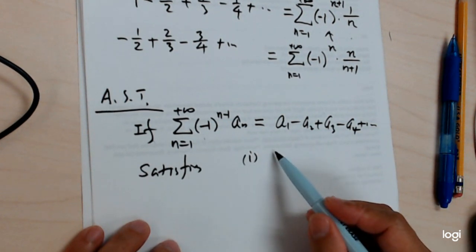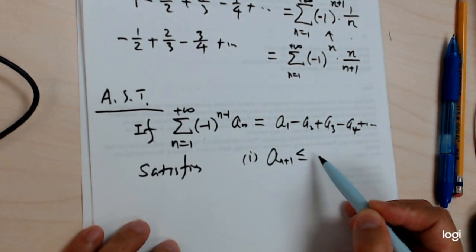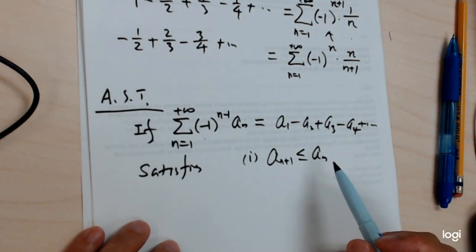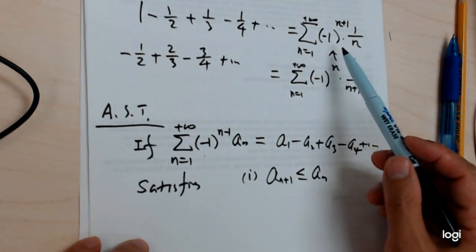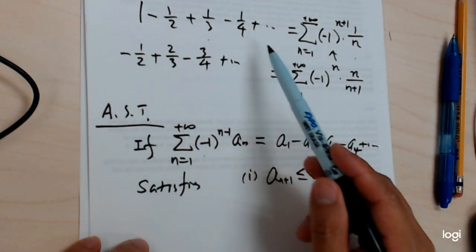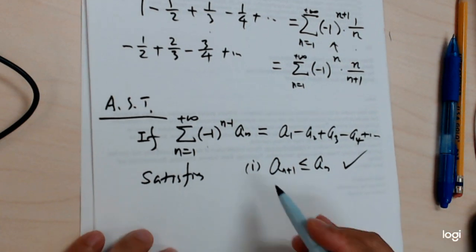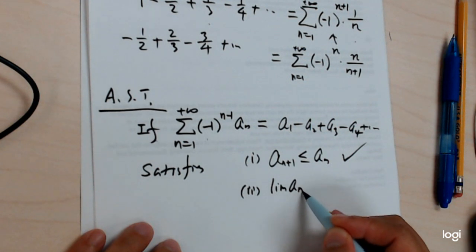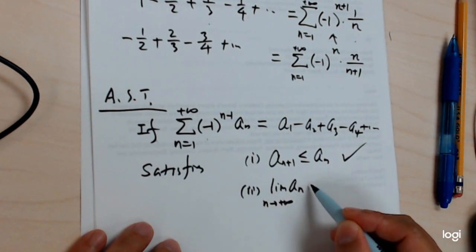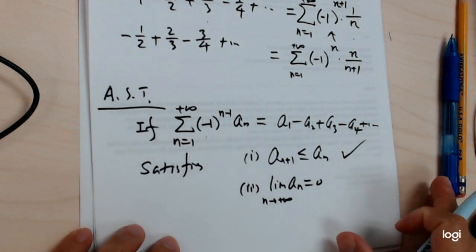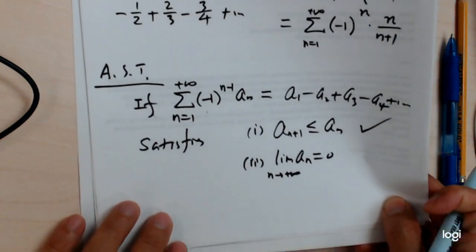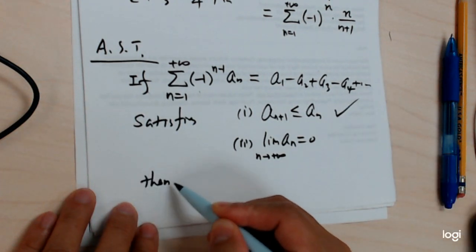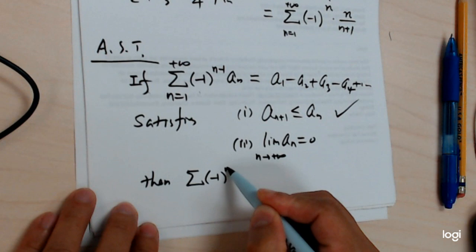Number 1, the positive part is always getting smaller. Like this guy right here, okay? 1 half, 1/3, 1/4, it's getting smaller. Number 2, the positive part is actually going to zero. Those are all the 2 conditions you need to verify. Then you can say the alternating series converges.